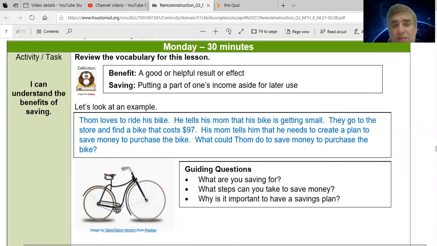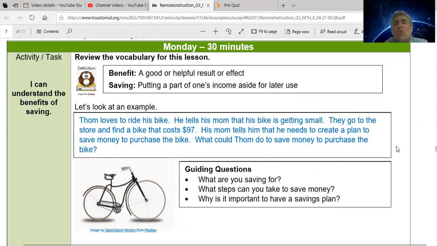Tom loves to ride his bike. He tells his mom that his bike is getting small. They go to the store and find a bike that costs $97. His mom tells him that he needs to create a plan to save money to purchase the bike. What could Tom do to save money to purchase the bike?